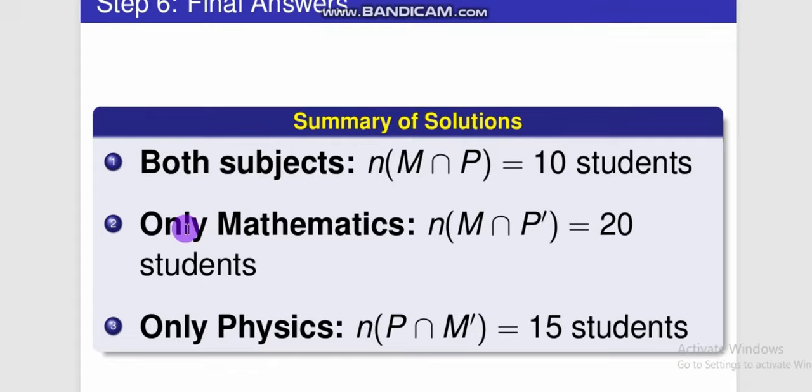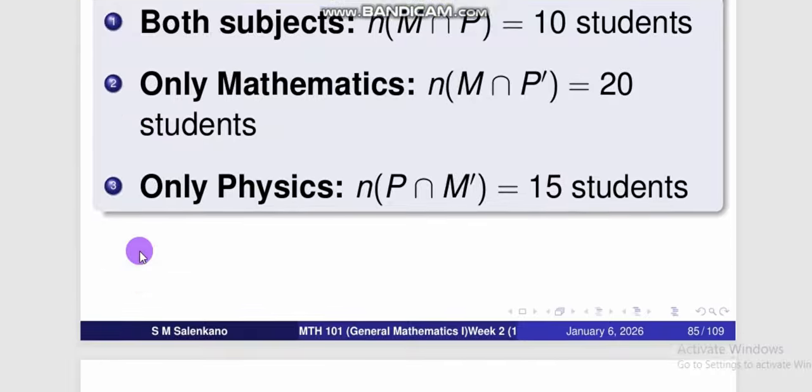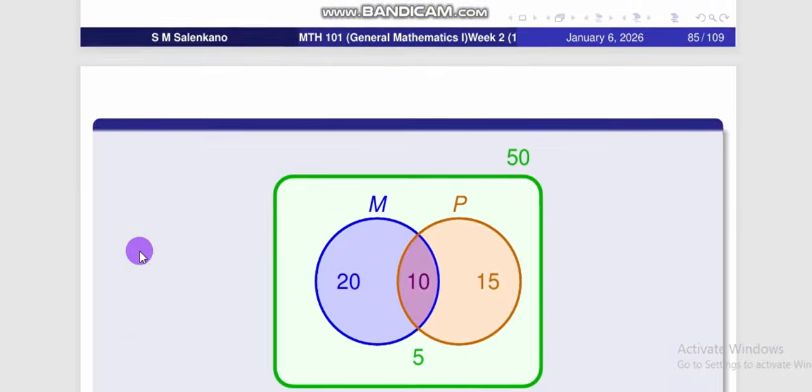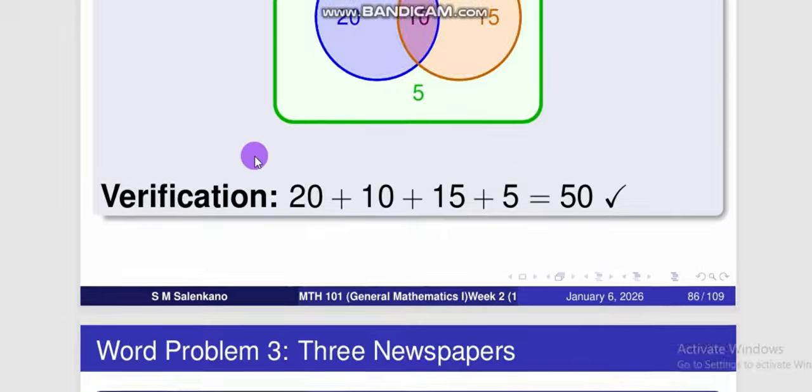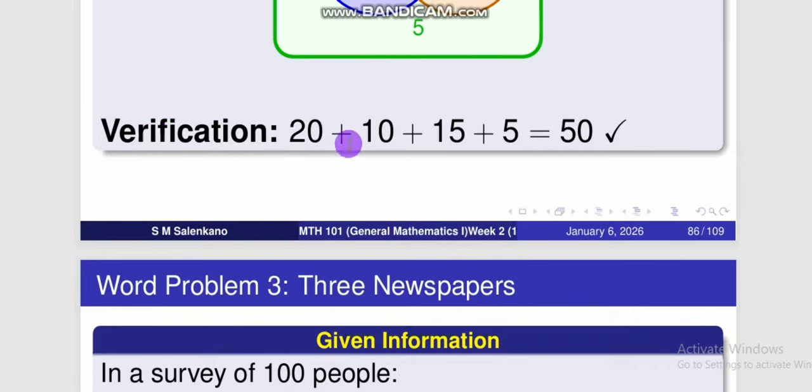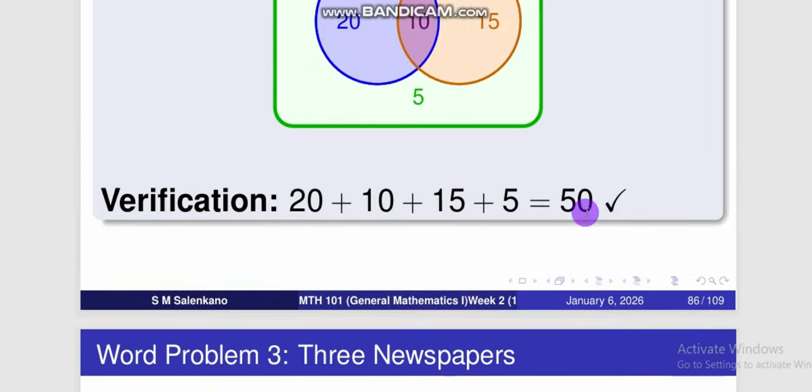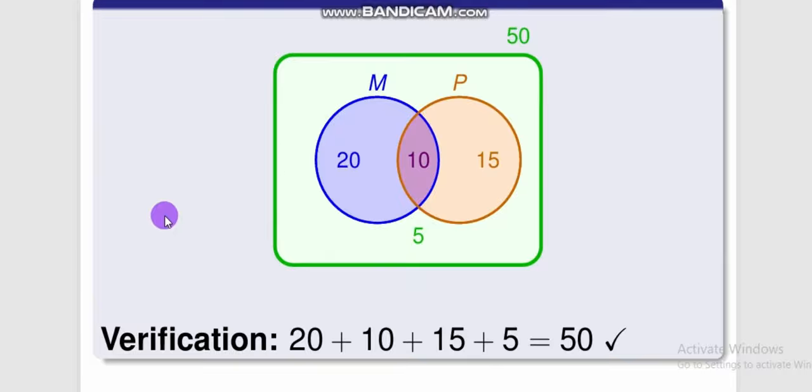So what will be the summary of our answer? We were asked to find 3 things: both subjects, only mathematics, only physics. So for both subjects, that was the intersection, we got 10 students. Only mathematics, we got 20 students, and only physics, we got 15 students. Interesting. So again, this is the Venn diagram, okay, with all the 4 regions, 1 2 3 4, and we have our universal set 50. Very interesting. You see the verification, add all the numbers you have inside, you have the 50 there. Okay, great.